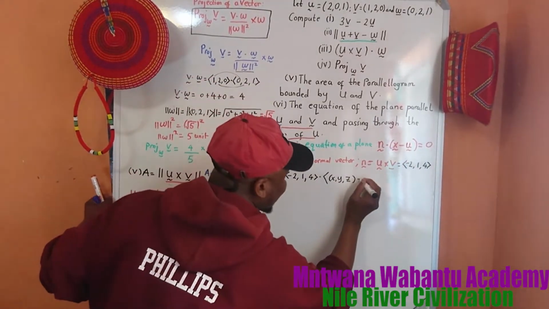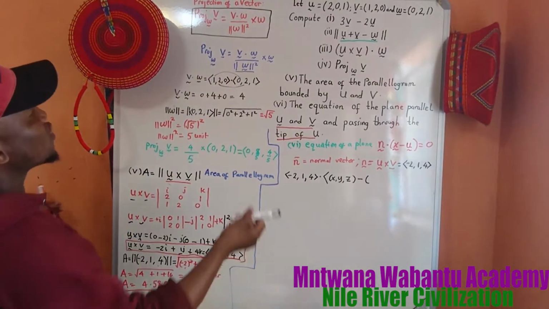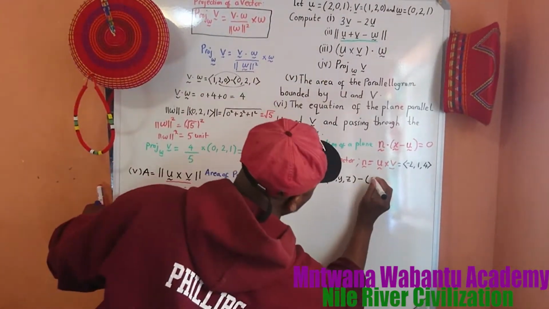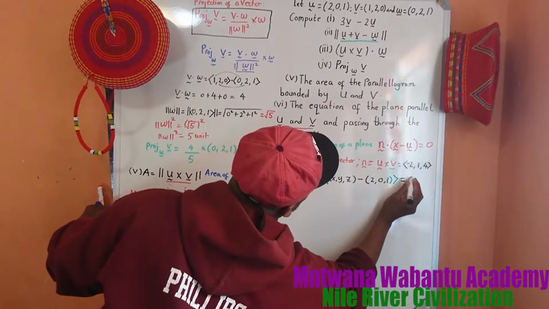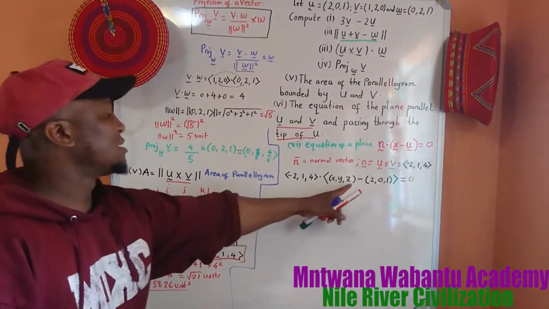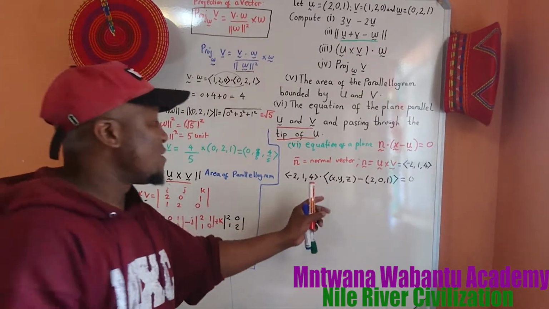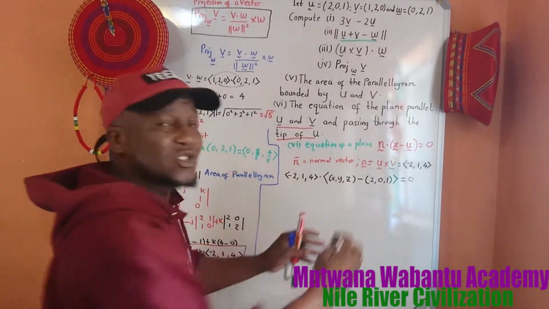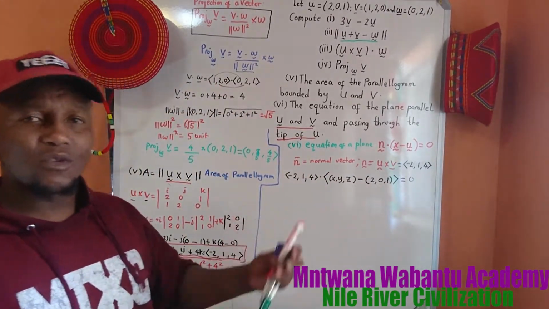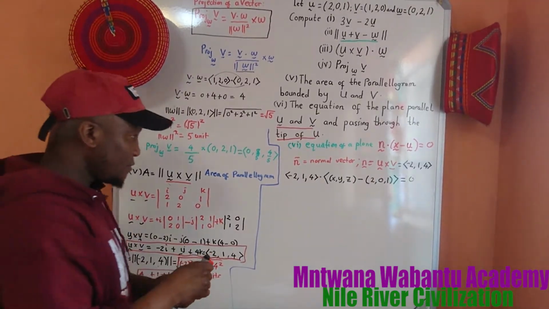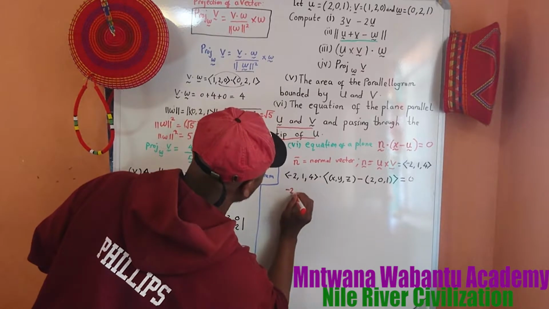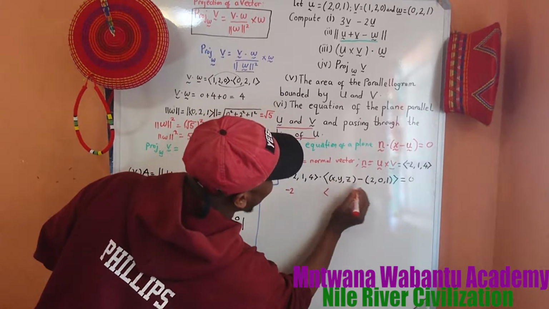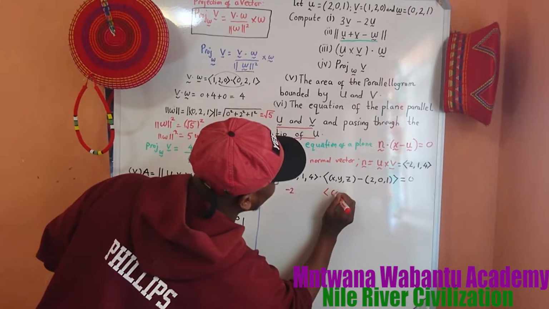Now we subtract the tip of u. What is u? u is given, which is 2, 0, 1. After that, we say equal to 0. It will be easier if we condense these two before we dot them. So let's condense these, and then do the dot product. So x minus 2 is x minus 2.